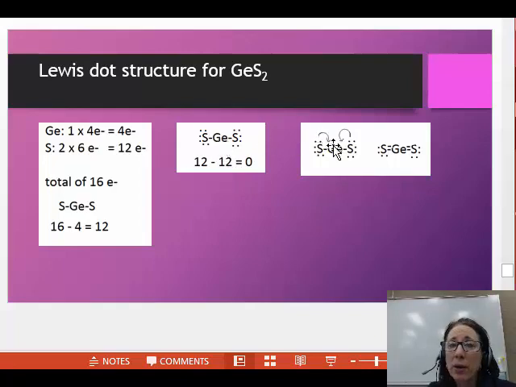I take a lone pair from each sulfur atom to share with the germanium atom. There is a double bond between each sulfur atom and germanium, and the octet rule is satisfied for each atom in the molecule. Now that we have the Lewis dot structure, we can see that there are 2 outer atoms and no lone pairs on the central atom.